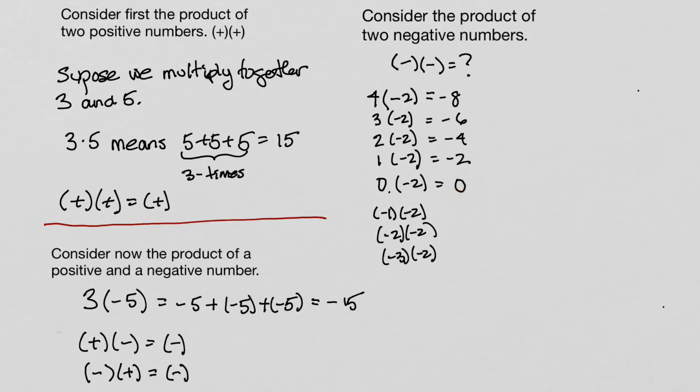And if we increase this one by 2, we should be here at 2. Increase 2 by 2, we'll get 4. And then increase by 2 again, we'll get 6. And this suggests that a negative times a negative should be a positive.